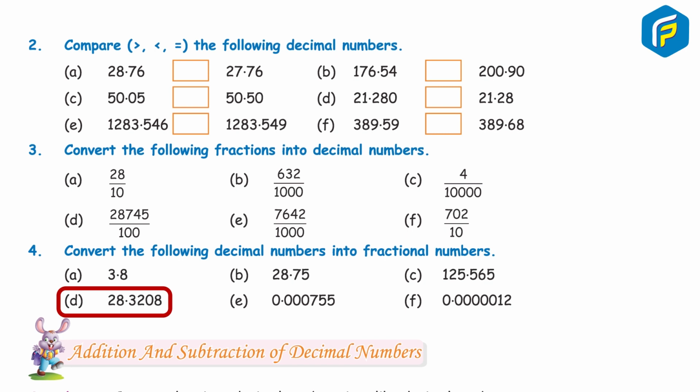D. 28.3208, 283208 upon 10,000. E. 0.000755, 755 upon 10 lakh. F. 0.000012, 12 upon 10 lakh.